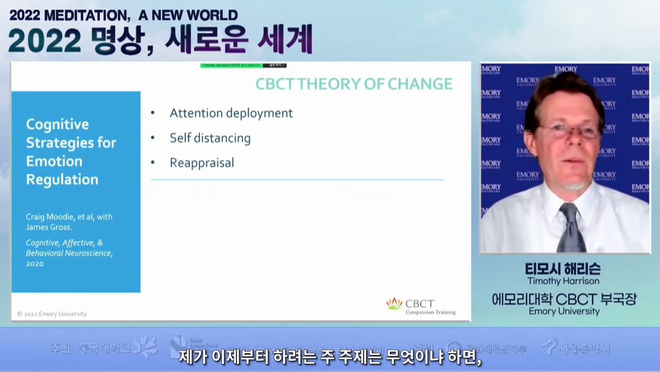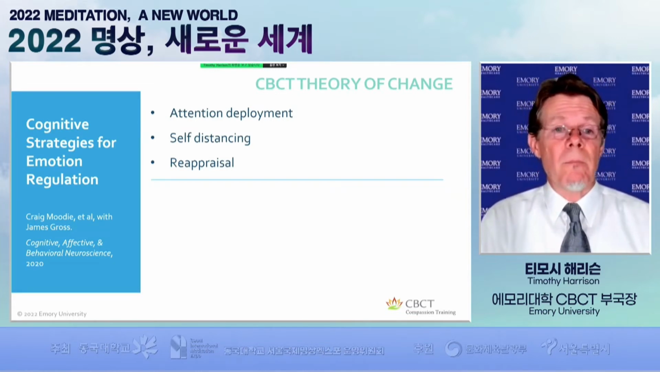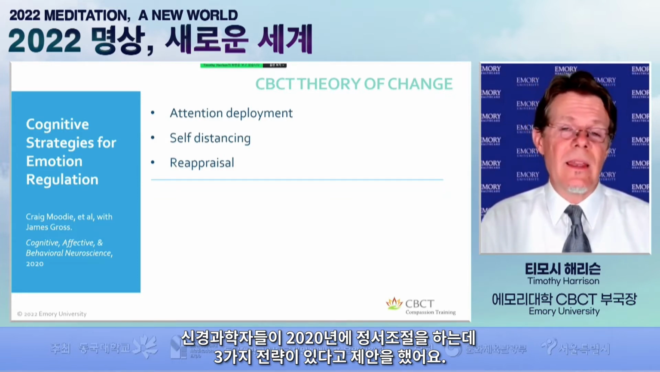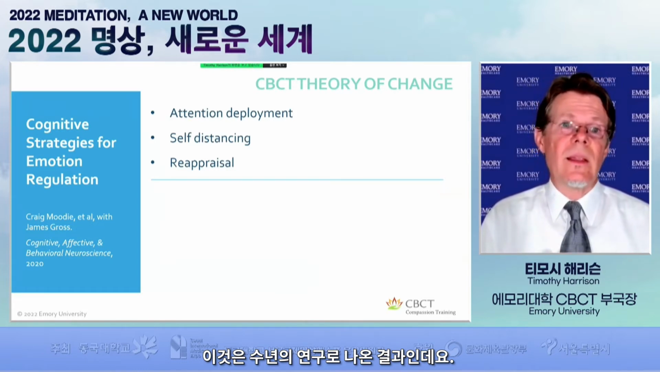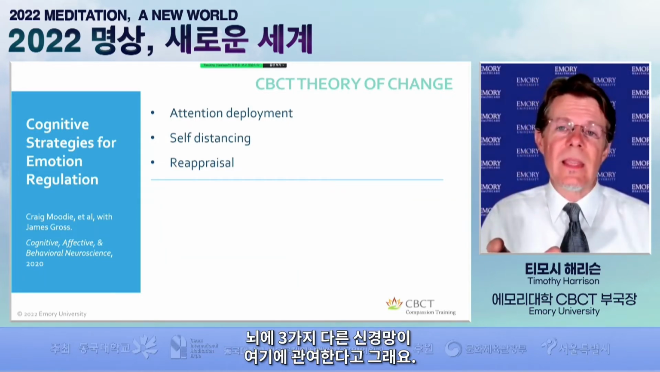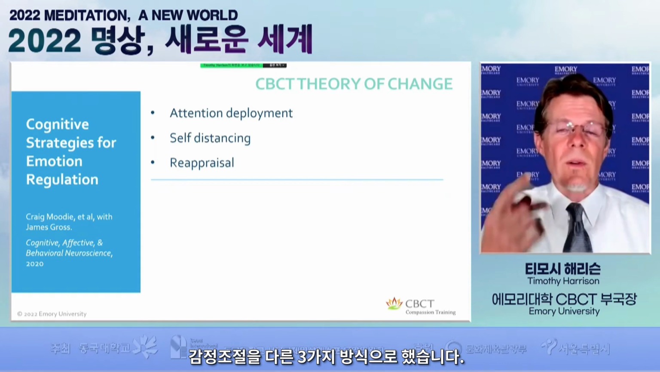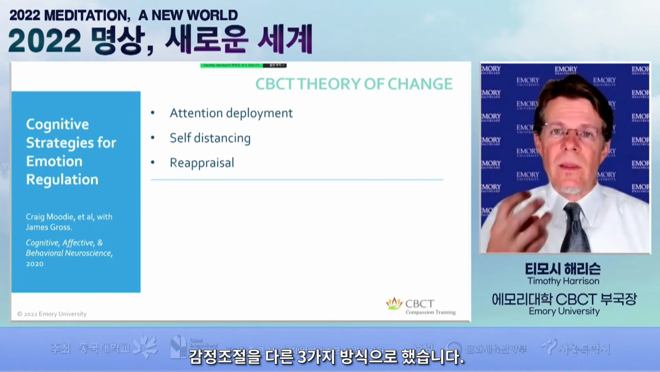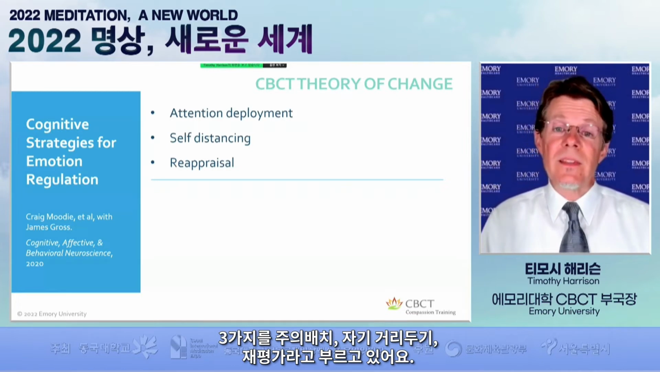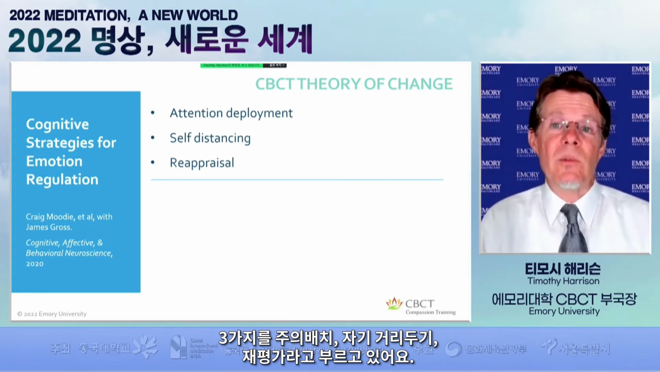But what I really want to get to now is the primary topic of this presentation for your consideration, that in this paper from 2020 by Moody and Gross, neuroscientists, they proposed 3 different cognitive strategies for regulating emotions. They did this from years of study, and they've discovered 3 different parts of the brain or sets of circuits within the brain that are brought online to regulate emotions in 3 different ways. And they feel that they've identified what these ways are. They call them attention deployment, self-distancing, and reappraisal.